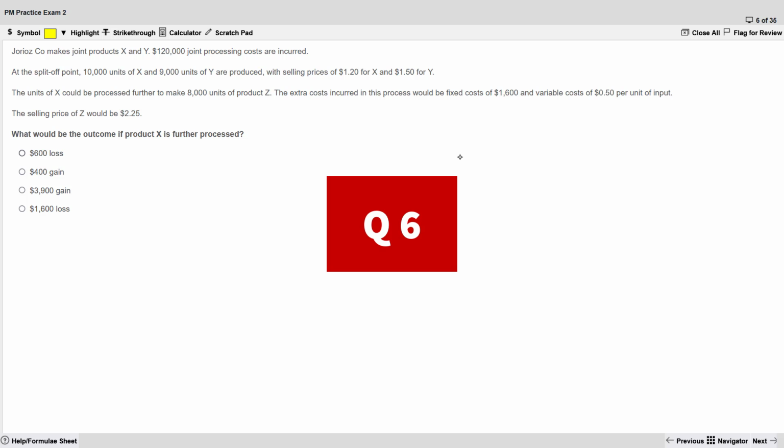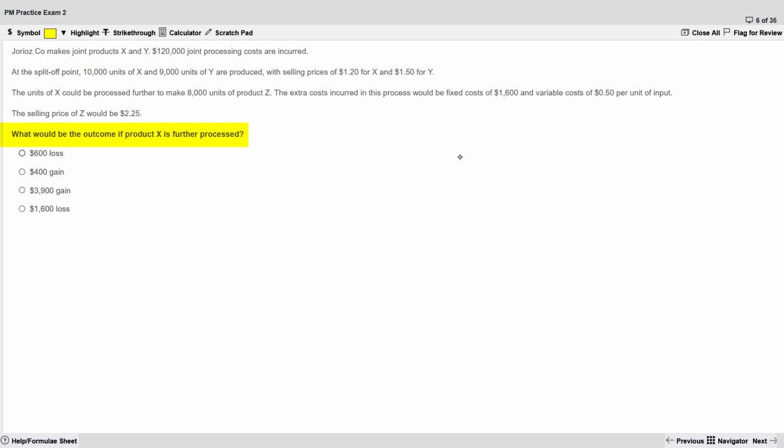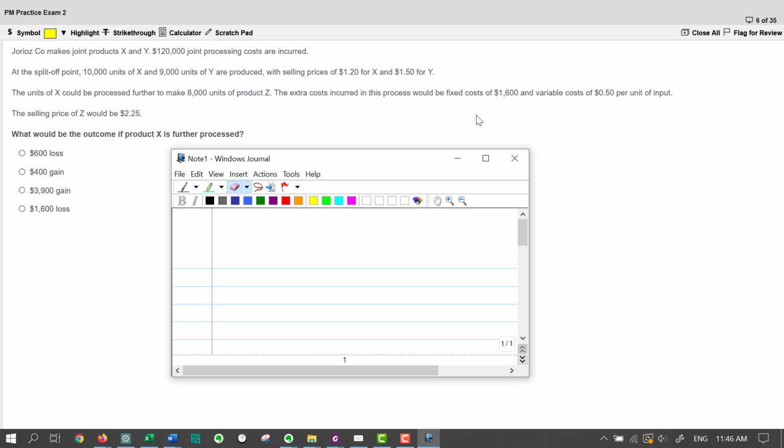Moving on to question 6. I look at the question stem, and we have a further processing problem. What happens to X if we further process it? I like to visualize this on scratch paper. So if I were in the exam center, I'd use the scratch paper provided to sketch this out. Unfortunately, you couldn't do this if you were working on home invigilation. And I'll simulate that with my digital scratch paper here.